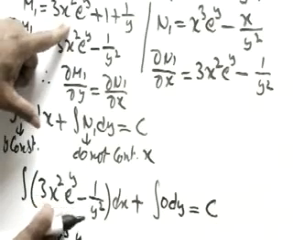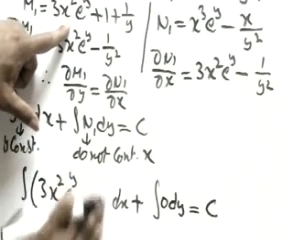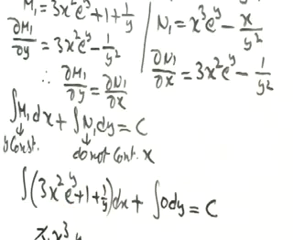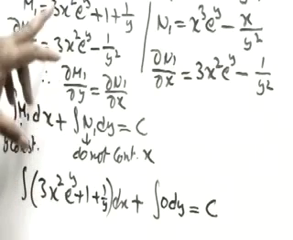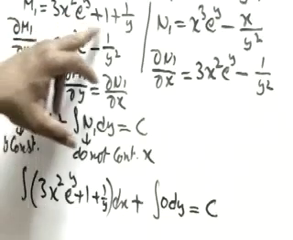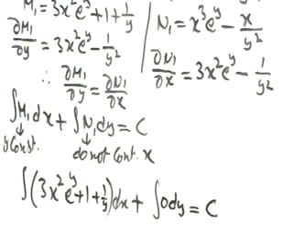Okay, let me change. The value of m1 is 3x square e power y plus 1 plus 1 by y. So let me change this one. This is 0 as it is. Okay, let me change the steps once more, we have taken the value of m1 wrong. Actually m1 is 3x square e power y plus 1 plus 1 by y.